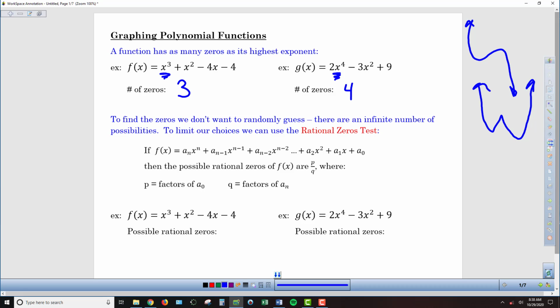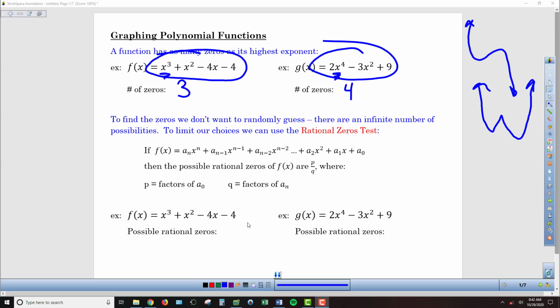But to find those actual zeros, we have to have some way of narrowing it down. I mean, there's literally infinity places that this graph could be crossing through the x-axis. Same thing with this one here. So we need some way of starting to narrow down the possible locations of those zeros. So what we have is the rational zeros test. This is going to give us a list of numbers that are possible zeros. Not the zeros, but possible zeros. So we're going to narrow down from infinity possible locations to a much smaller, more manageable list.